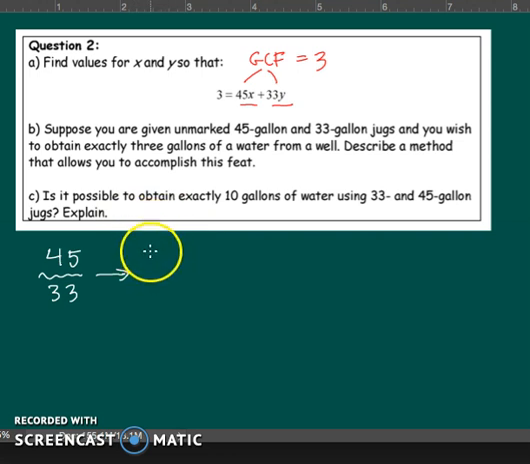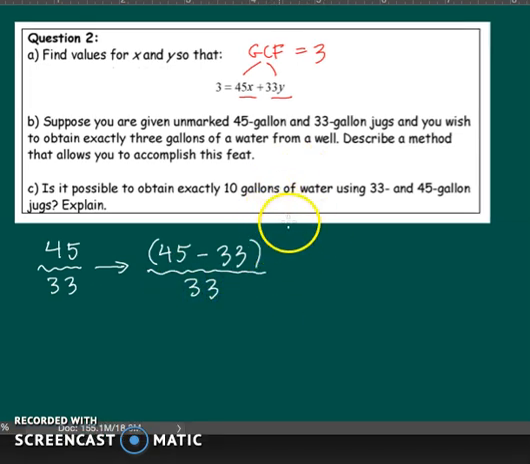So this time I'm going to write it out. I know that 45 minus 33 is 12, but I'm going to leave it in this form. So I'm just going to keep 45 minus 33 up here, and on the bottom, I'm going to write 33. And I'm just going to make a little note to myself that 45 minus 33 is equal to 12, just so I can clearly see what I'm working with. That's just a note to us.